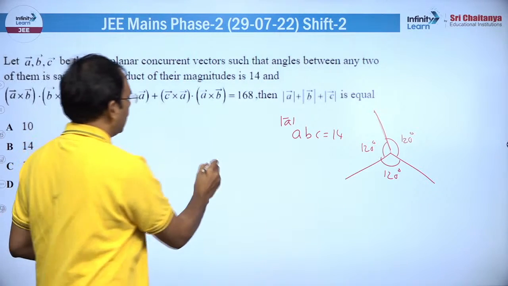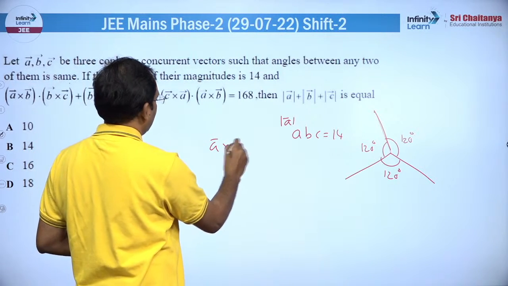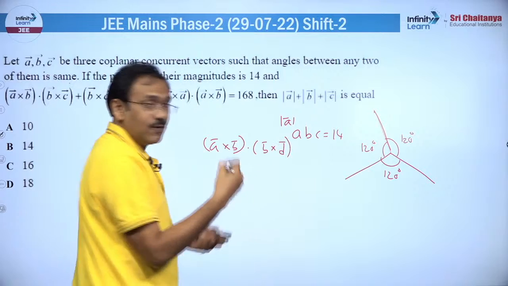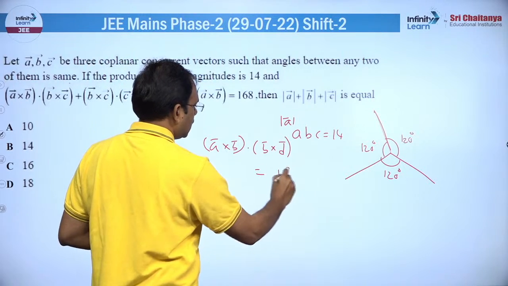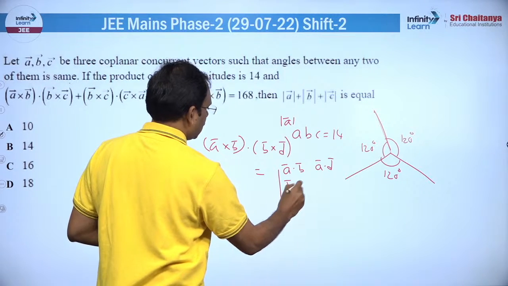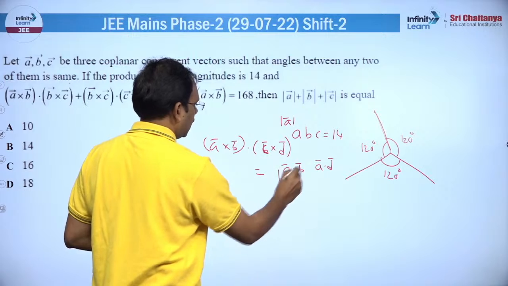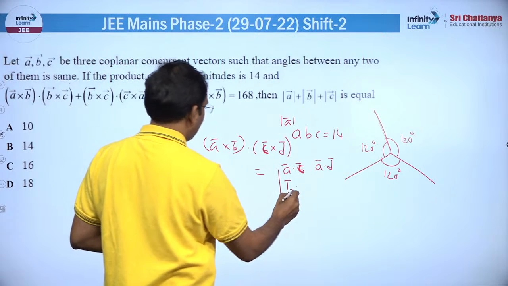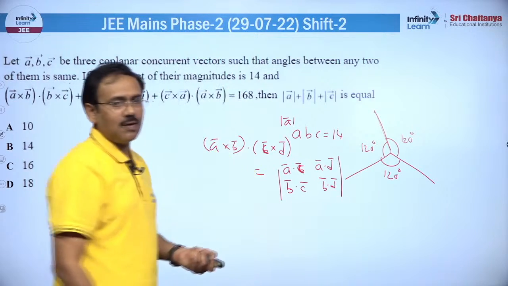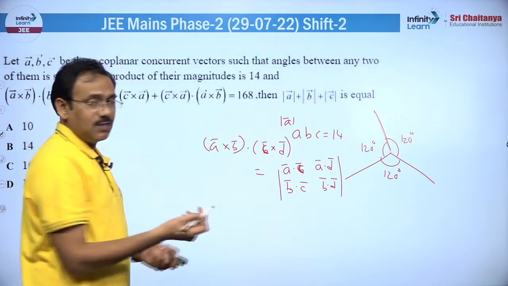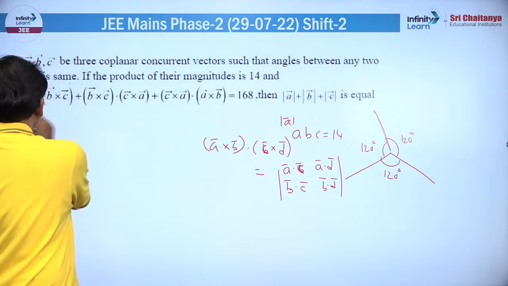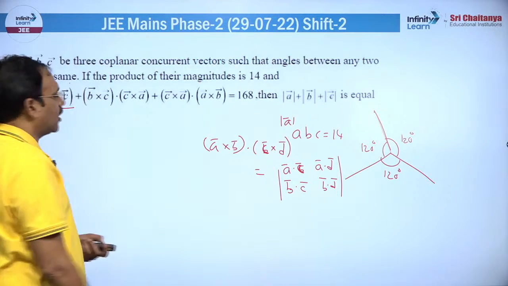I think you know, my dear friends, A bar cross B bar dot C bar cross D bar, definition let me give. This is the determinant with rows A dot C, A dot D and B dot C, B dot D. This small determinant gives this particular one. This is the definition that we observe for 4 vectors product. You just apply the same here, A cross B dot B cross C.